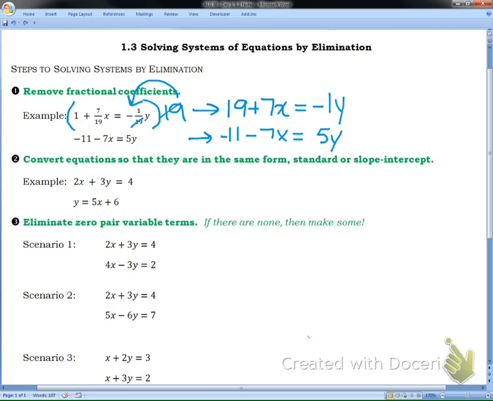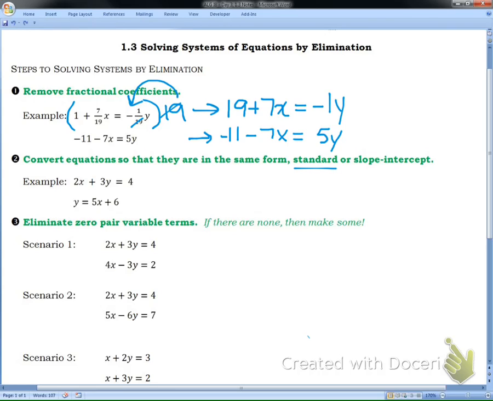Alright, step 2 is convert any equations so that they are in the same form. Now, it really doesn't matter which form you use. It can be standard, it can be slope-intercept form. The main goal, though, is you must have your x terms in the same position, the y terms in the same position, your equal signs in the same position, and your constants in the same positions. It doesn't really matter the order of them, but if you are looking up more practice on systems of equations, most textbooks and online will always have you use the standard form.